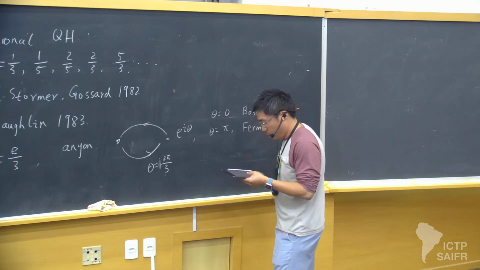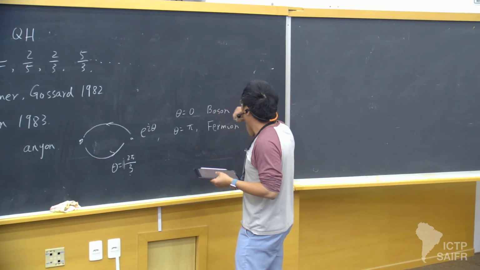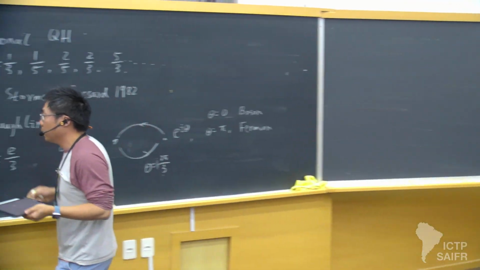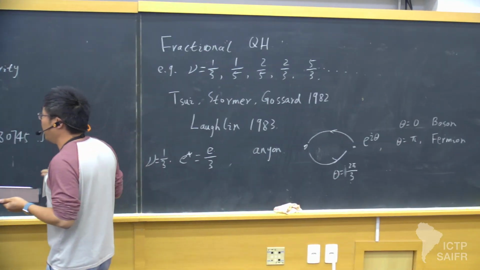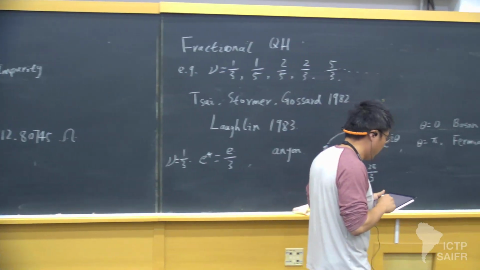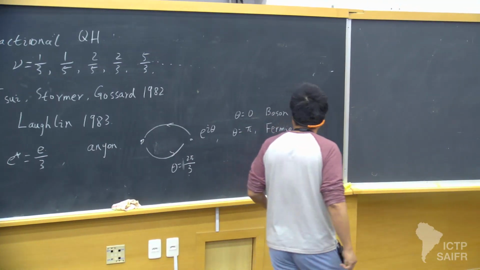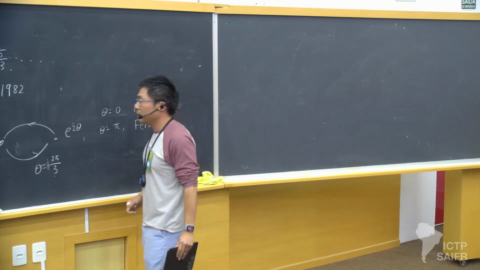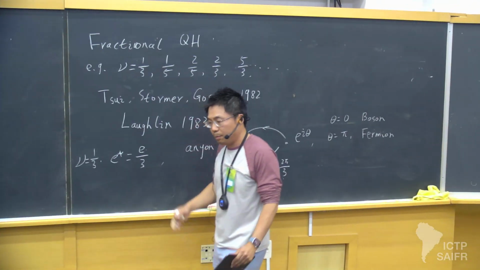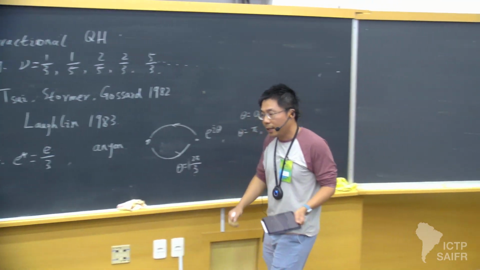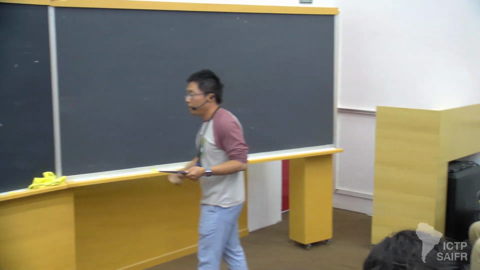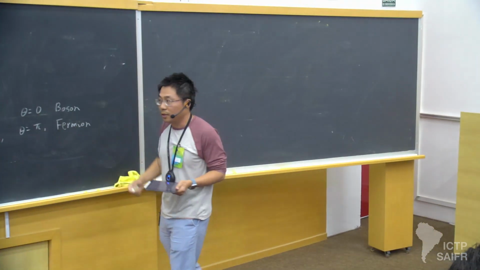So that is the basic experimental phenomenology of the integer quantum Hall effect, as well as the fractional quantum Hall effect, right? And one thing you may say is, okay, those are experimental phenomena that have been observed for decades. So why do we still care, right? And indeed, there are many reasons for us to still care.